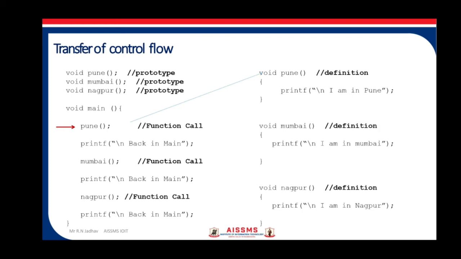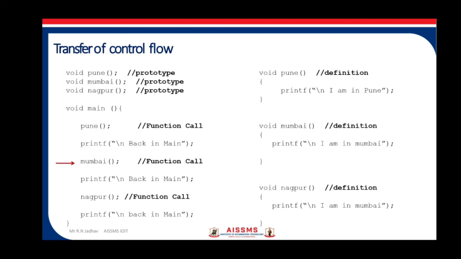So whatever statements are written inside Pune will be executed. Here it will first print I am in Pune, and once it reaches the end of this function, it will return back to the main function where the function call was made, to its next line. The next line is the printf. So my program flow will continue and it will print I am back in main. Again it will continue the execution and move to the next line in main.